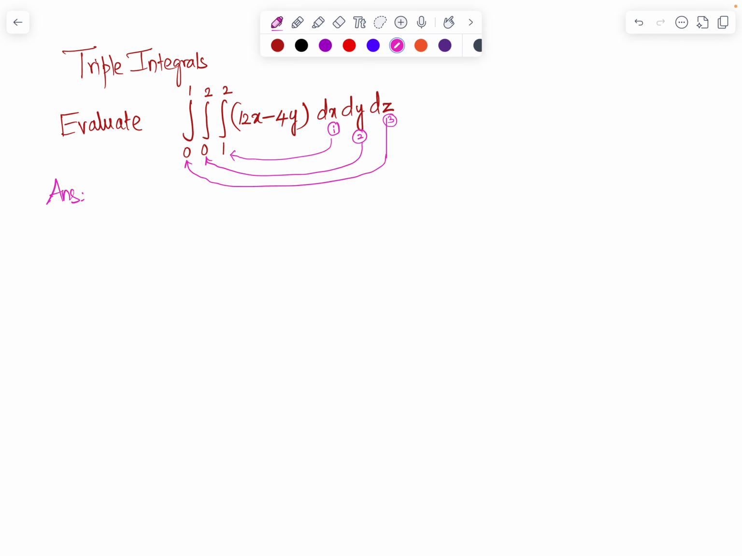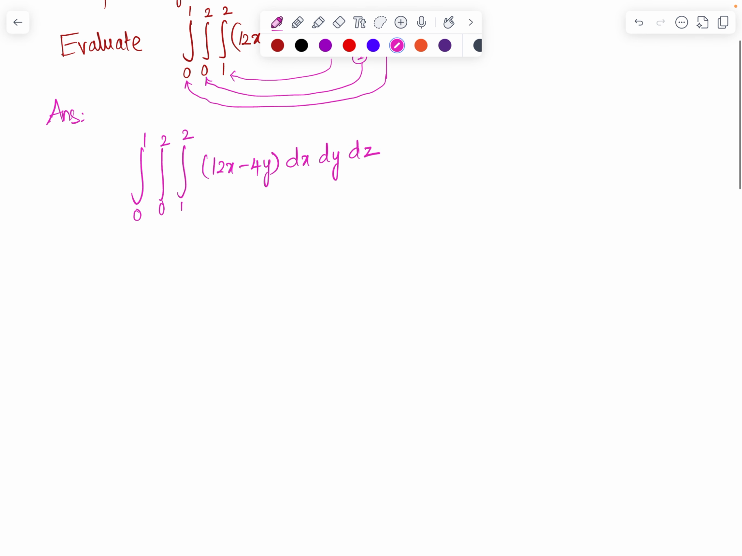So let us take the integral. I rewrite the question one more time. So 0 to 1, 0 to 2, 1 to 2. I am just rewriting the question, nothing else. So 12x minus 4y dx, dy, dz. Okay, so now I am going to integrate with respect to x. So this is equal to 0 to 1, 0 to 2. So I am going to integrate with respect to x. If there is x, integrate, otherwise add x.